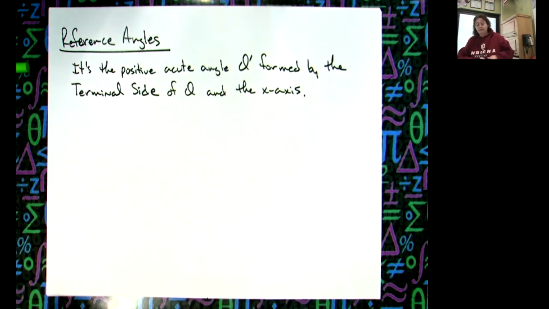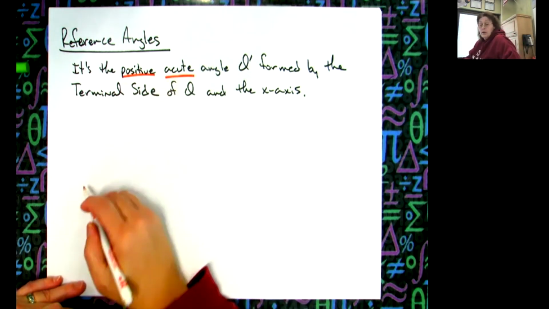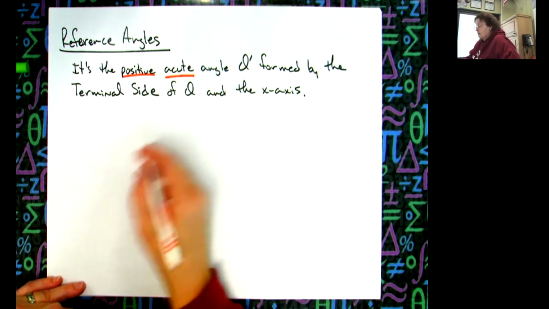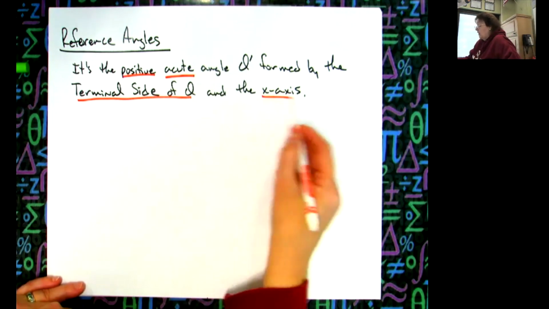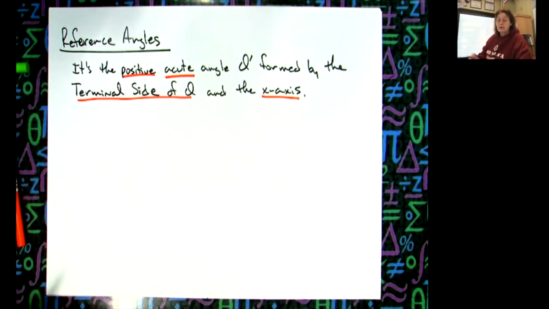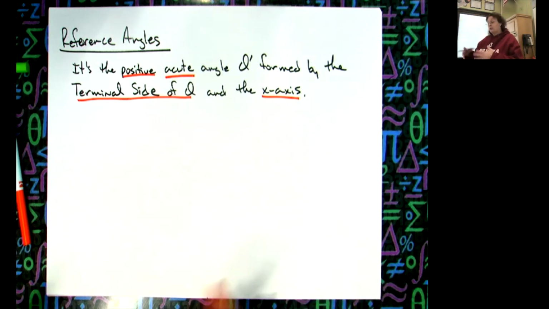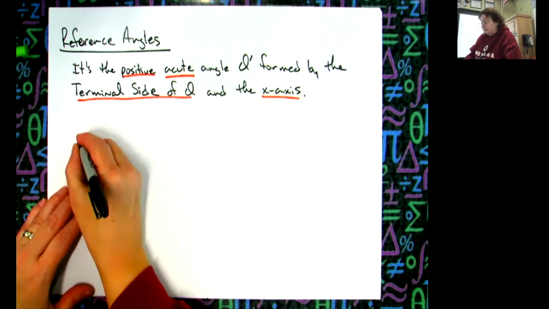Okay, so a lot of important words here. It's the positive, so you've got to have a positive angle. It's going to be acute, and it's the angle that is formed by the terminal side of theta and the x-axis. Okay, that's the definition. Now we're going to draw some pictures so that we can refer to where our theta prime is, and then we're going to do some examples of it.